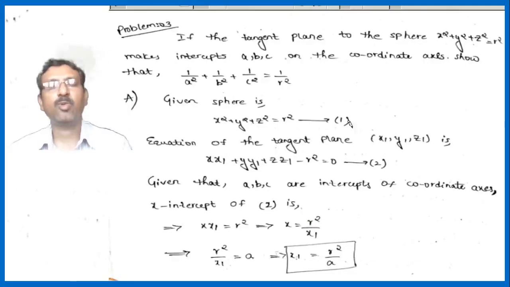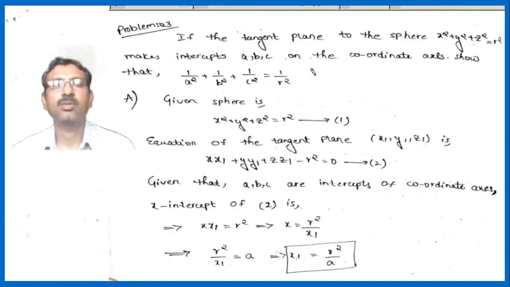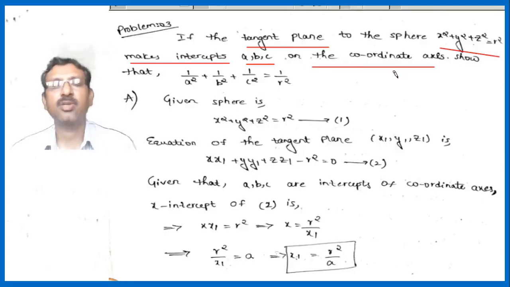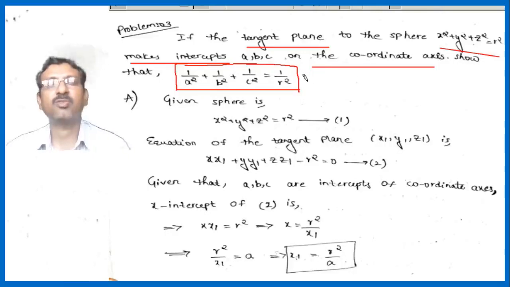Here is one more problem. If the tangent plane to the sphere x square plus y square plus z square equal to r square, taken in simplest form, makes intercepts a, b, c on the x, y, z coordinate axes, show that 1 by a square plus 1 by b square plus 1 by c square equals 1 by r square. We have to show this equation.